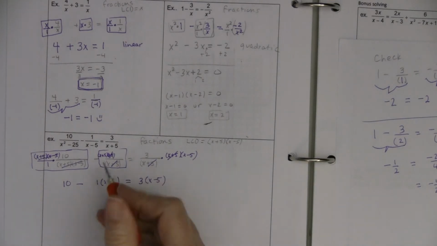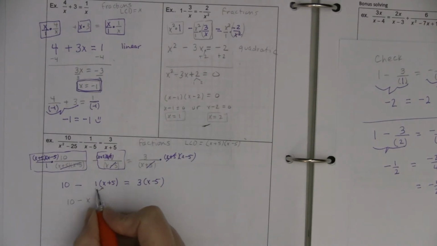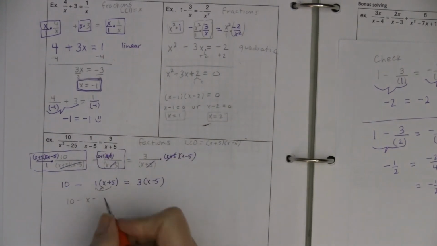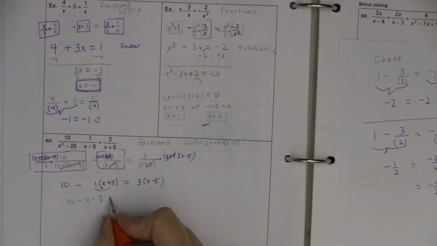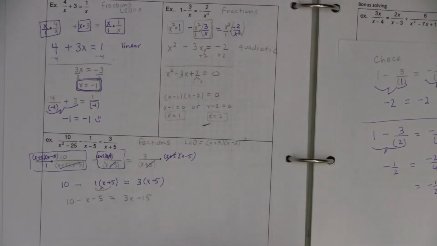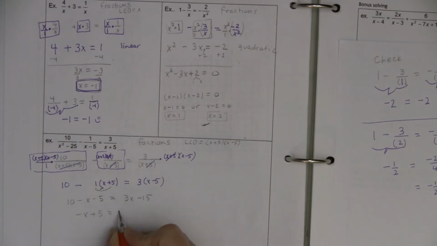And so when I do these multiplications, I get 10 minus x minus 5 equals 3x minus 15. And combining like terms, that's what you would do when it's linear. So 10 take away 5 is 5, so this is negative x plus 5 equals 3x minus 15.